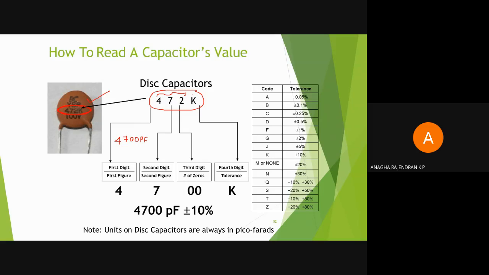Another factor that we have to consider is that the fourth digit is a letter, K. Before that we have to consider this table. Here two columns are there. The first column contains the code and the second column contains the corresponding tolerance value.